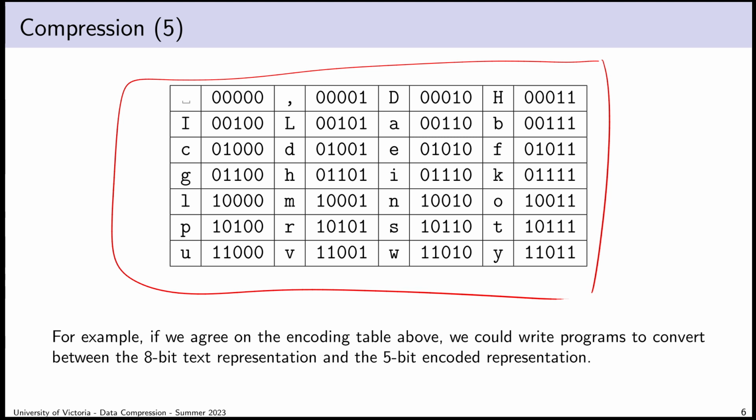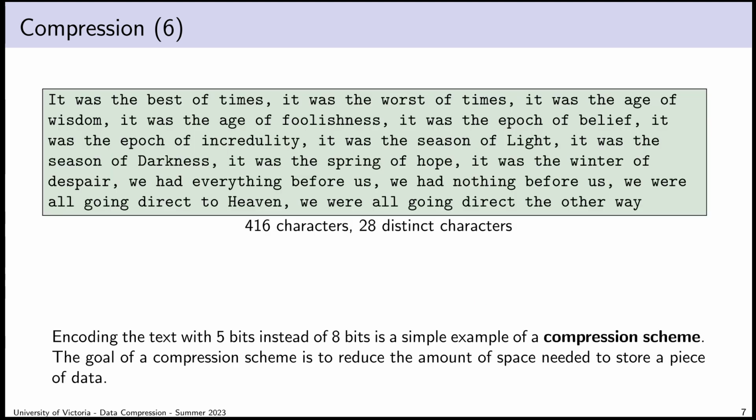But there's still that word compression, and I still haven't really defined it. So this idea of encoding this text with 5 bits instead of 8 bits, because it was motivated by trying to save space, is an example of a compression scheme. Well, I've put the word compression scheme in bold. Does that mean I'm defining it? No, not quite yet. Just give me a few more slides. I will give a nice formal definition, nice and crunchy, with some Greek letters even, but not quite yet.